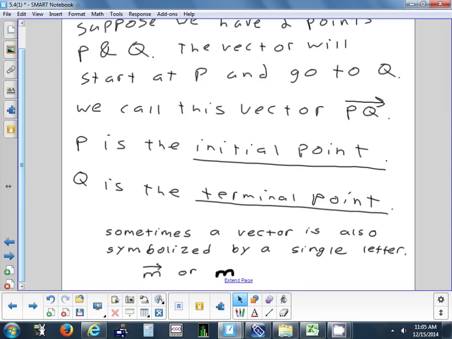Any questions on that? What a vector is, if I ask you to define that on a test, how you represent it, examples, the initial point, the terminal point, and how you represent it.